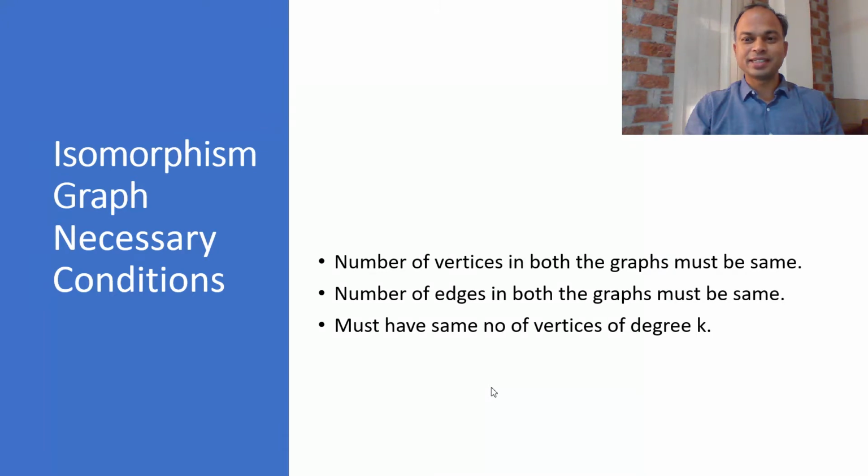Initially, I am presenting the necessary conditions for isomorphic graphs. Here we have two graphs, and these two graphs have the same number of vertices. This is called condition number 1. Condition number 2: the number of edges in both graphs should be the same. Condition number 3: both graphs must have the same number of vertices of degree k.